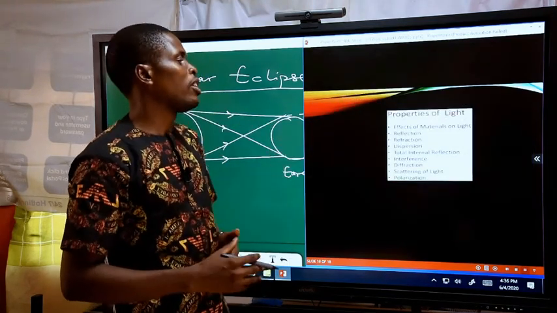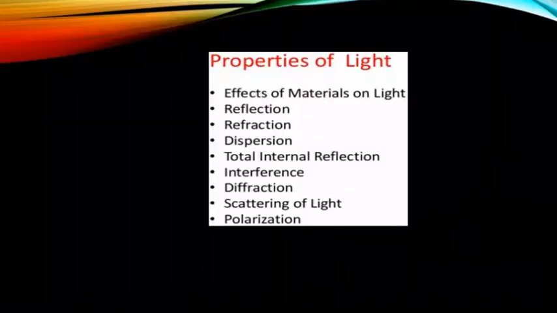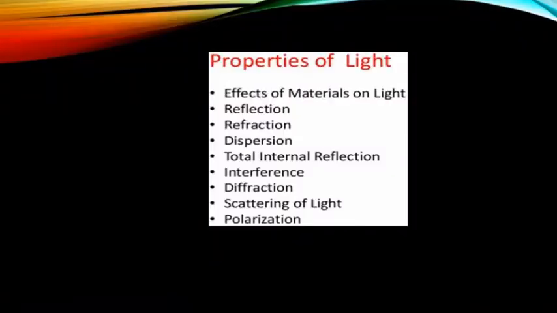So at this point, we talk about the properties of light. The following are the properties of light. We have what we call effect of light, materials on light, which we have discussed. We also talk about reflection of light, how light is reflected by different surfaces. We also look at refraction of light and dispersion of light. We'll consider also what is known as total internal reflection of light, interference of light. How does light interfere with other forms or sources of light?